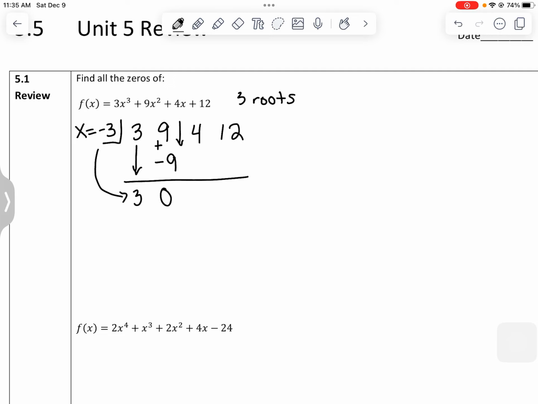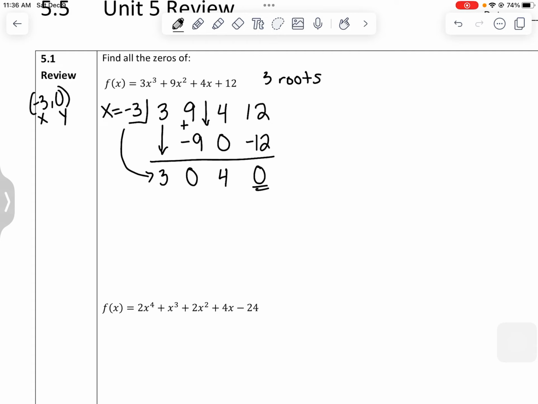9 plus -9 is 0. Then you repeat. -3 times 0 is 0. 4 plus 0 is 4. -3 times 4 is -12. 12 plus -12 is 0. Since this was an x-intercept, it met the graph at (-3, 0). When you plug in -3 for x, you should get 0 for y. You should get no remainder. So that's another way to check that that is in fact a solution.